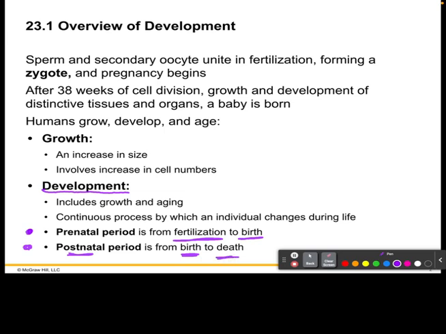So now that we discussed development and growth, we can move into the more specifics of what happens throughout the development process. If you have any questions, let me know.